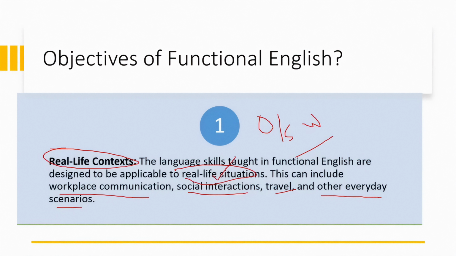This situation may be a workplace where you are working, it may be in your social or routine life, it may be during travel, or it may be in any other scenario. So learning functional English enables the learner to enhance his or her communication skills.